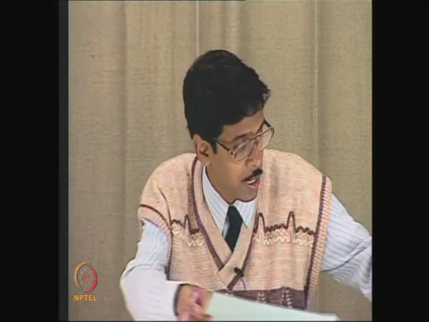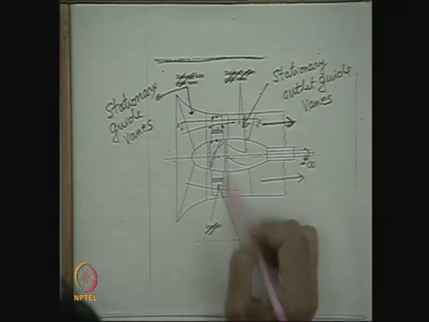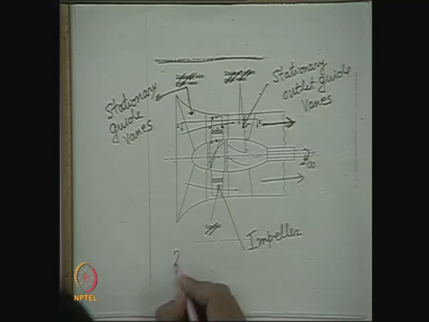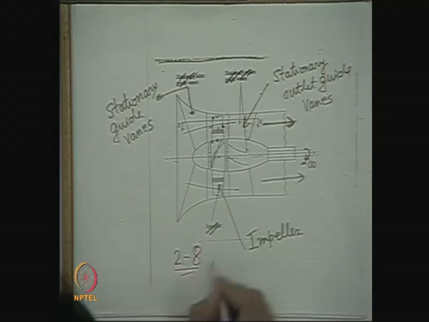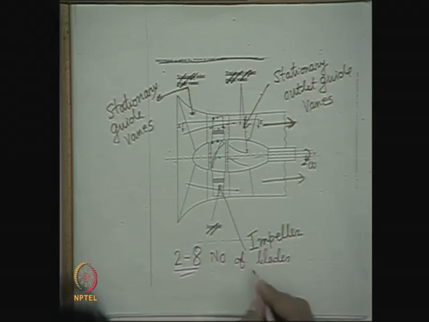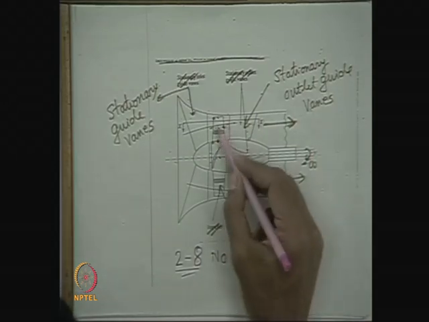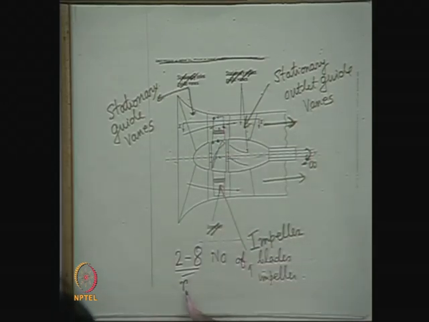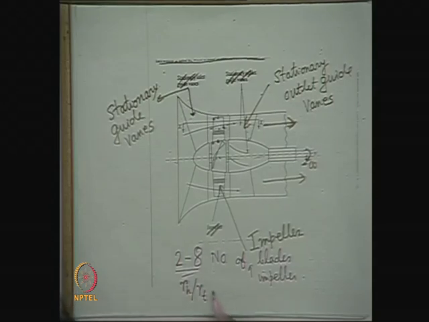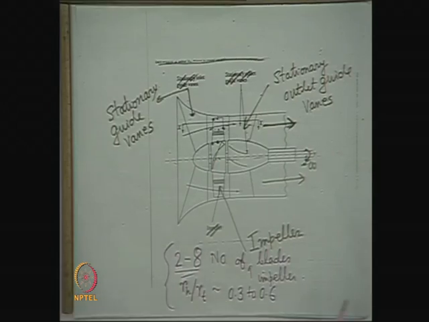Okay. Well, just before this problem, I would like to inform you of another piece of data which I had forgotten to tell you. You must know that the number of impeller blades in an axial flow turbine usually lies between 2 to 8, the number of vanes. And the ratio of the hub to tip radius, that means R_H by R_T, varies between 0.3 to 0.6. These two are very important design information.